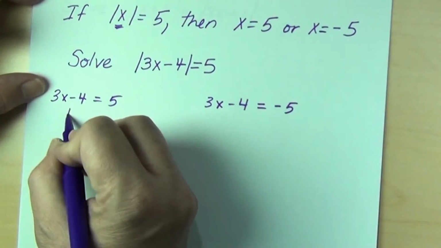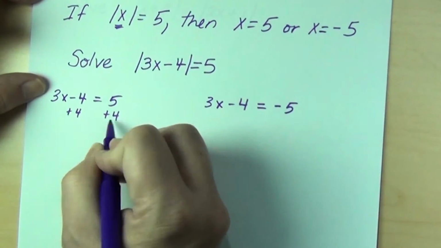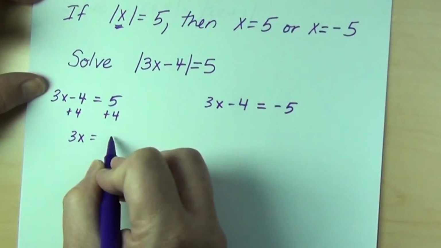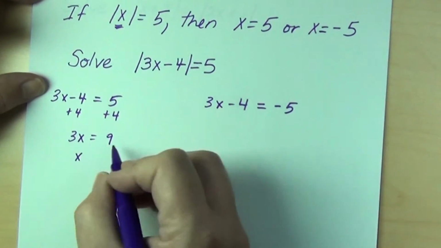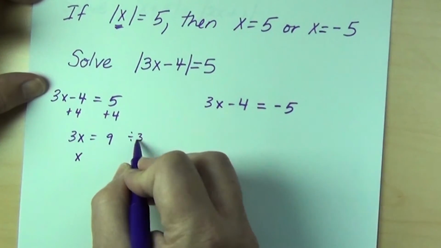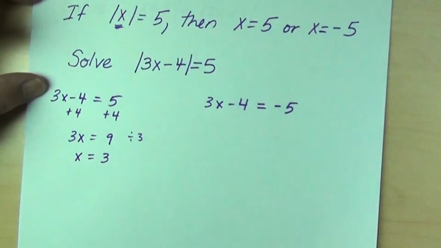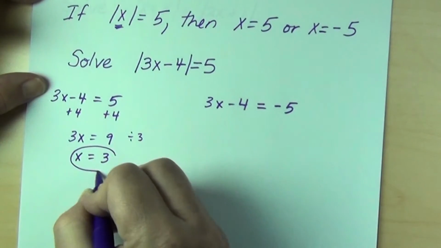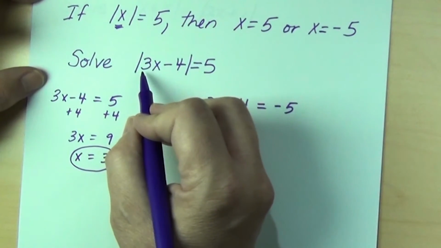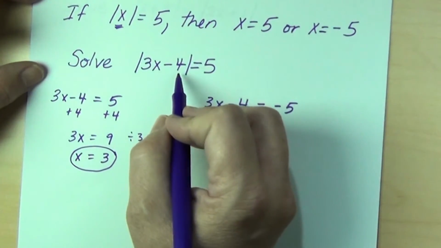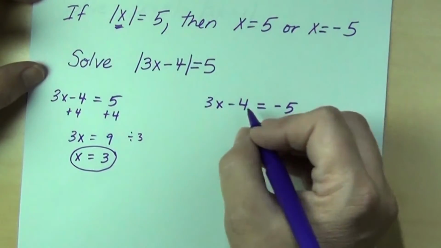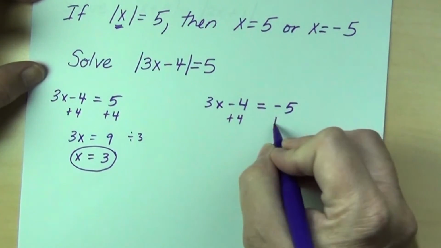So we'll add 4 on both sides, solving for x. And we get 3x equals 9. And we divide by 3 on both sides. And that gives us 3 as one of the solutions. And you can put that back in and check it. 3 times 3 is 9. 9 minus 4 is 5. And the absolute value of 5 is 5. So let's go ahead and do the next one.